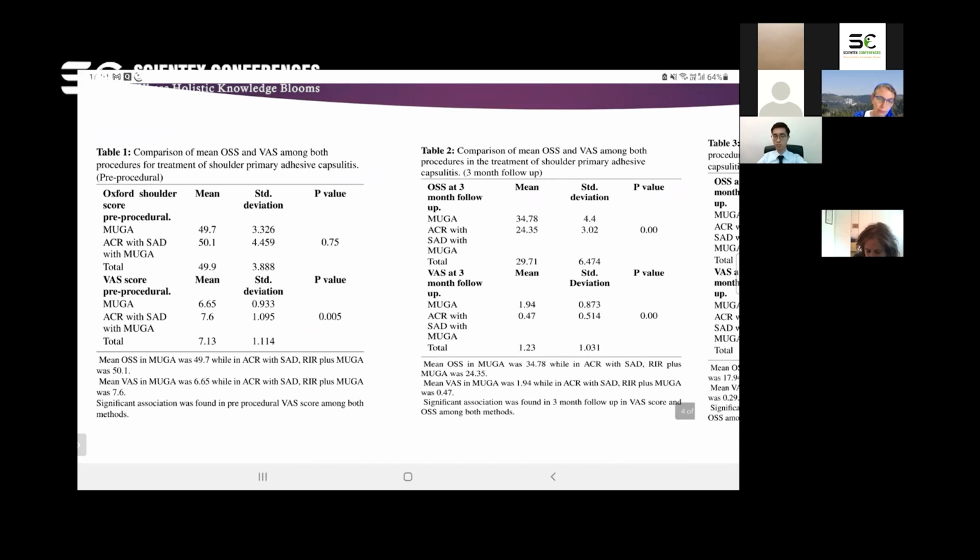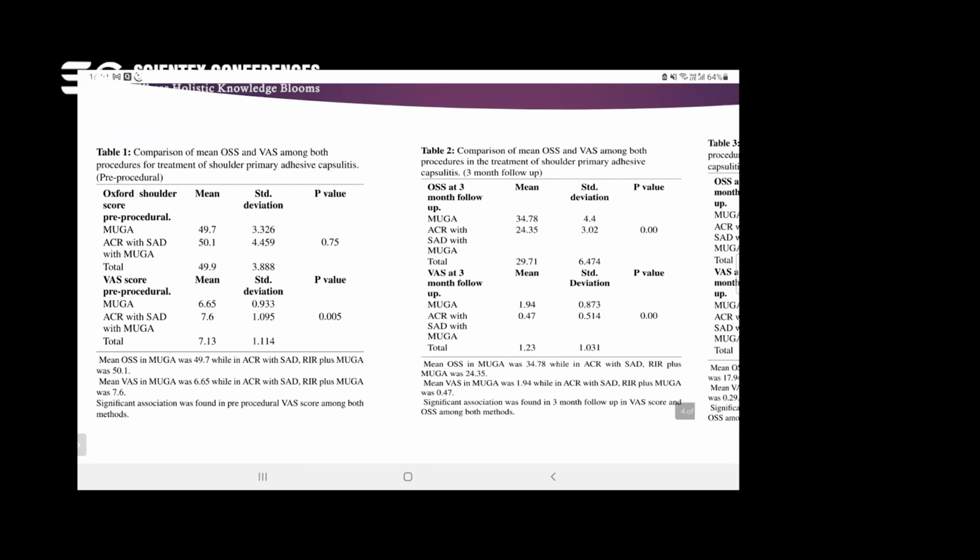This is the pre-procedural score. What we see here is that in the pre-procedural score, whether manipulation under general anesthesia or arthroscopic capsular release with subacromial decompression, there is not much difference in the Oxford shoulder score or visual analog scale. So it shows that the patients we had were equally distributed, and it doesn't give a skewed presentation leading to skewed results.